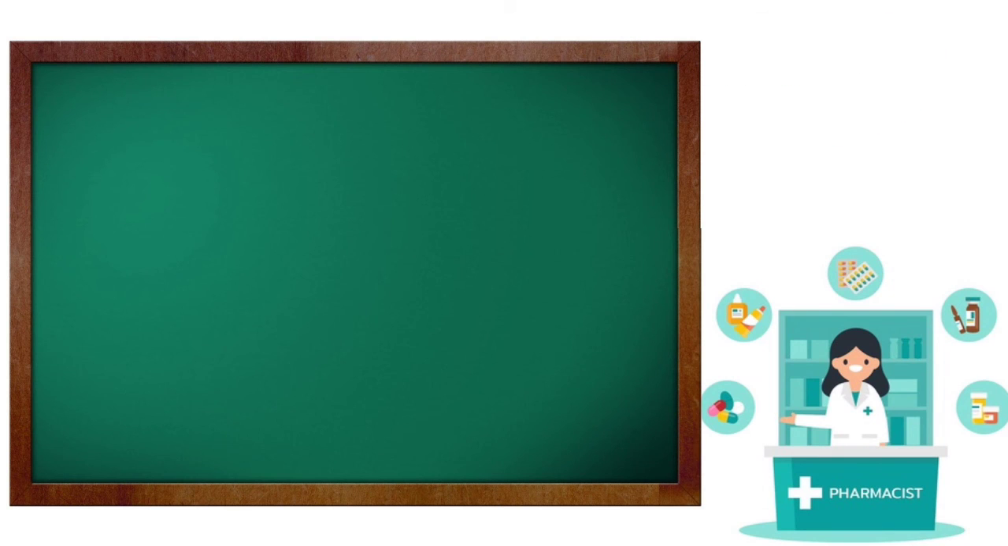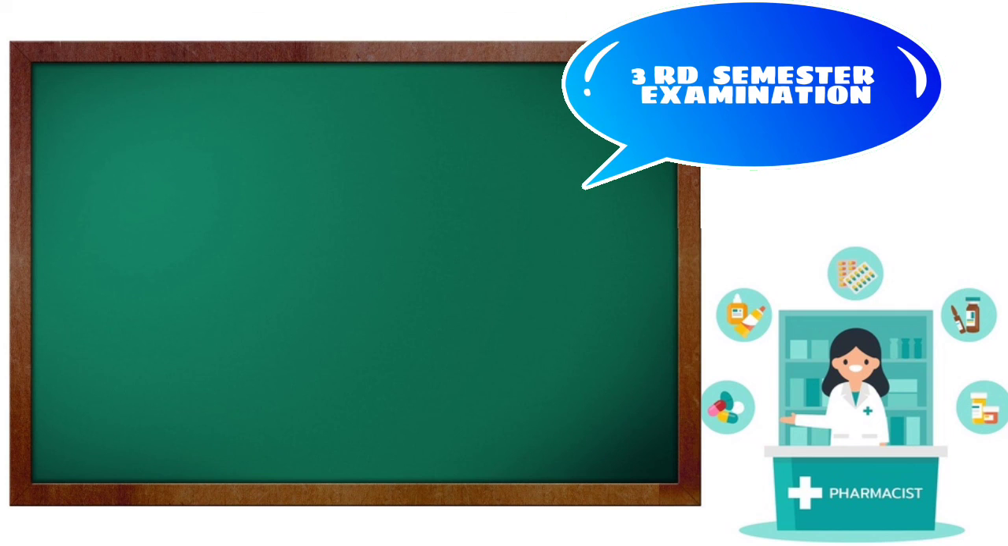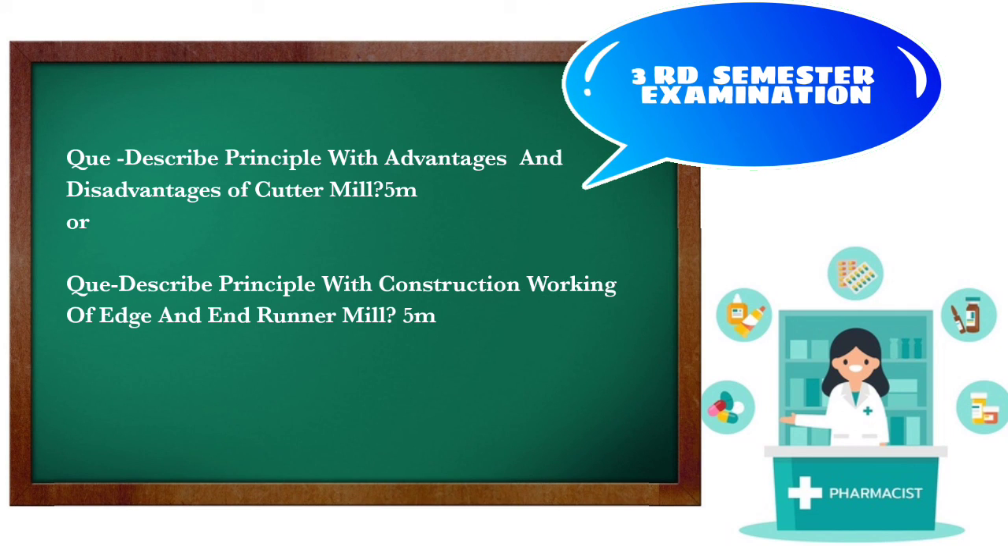So, in the third semester examination, the question that can be asked based on this part is: describe the principle with advantages and disadvantages of cutter mill, or describe the principle, construction and working of edge runner mill and end runner mill. So, the answer to the above question should be as we have discussed earlier.